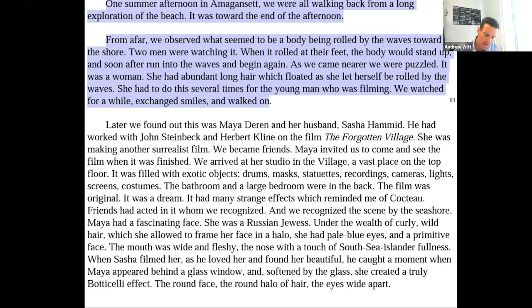In a diary entry penned in early August 1945, Nin writes of walking along the infinite stretch of beach in Amagansett and watching from afar a woman who she did not know at the time, repeatedly being tossed by waves toward the shore. She recalls how the same body would stand up and soon run into the waves and begin again. At the time, Nin was perplexed by the sight, but despite her confusion, no words were exchanged between them, Deren, Hammid, nor Deren's camerawoman, Hella Heyman.